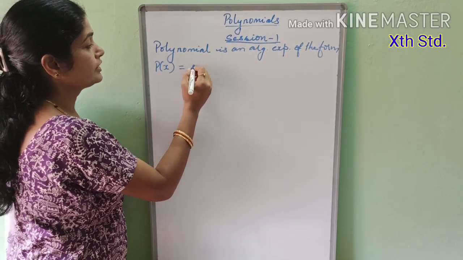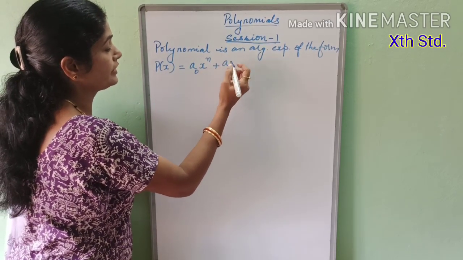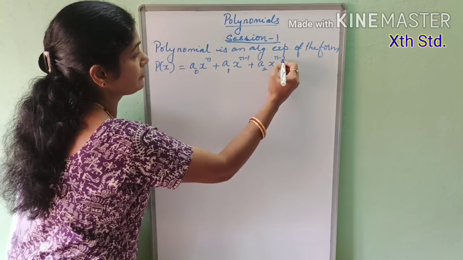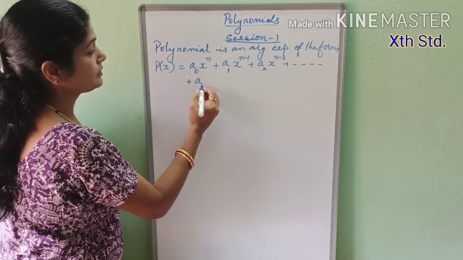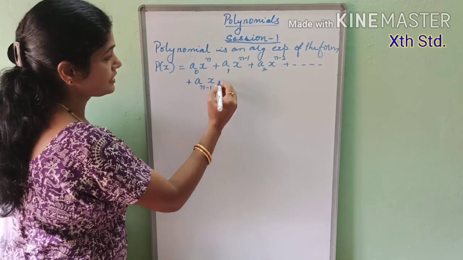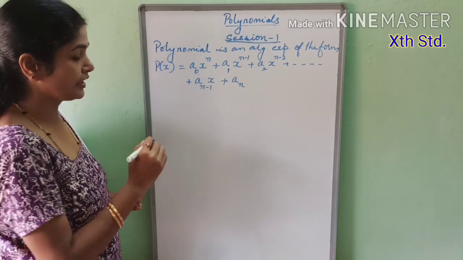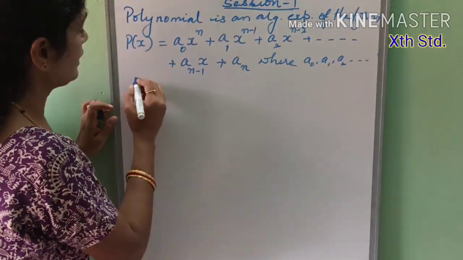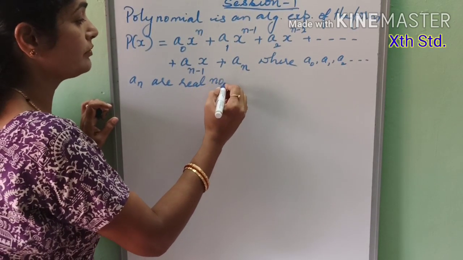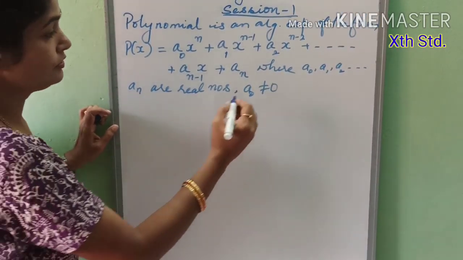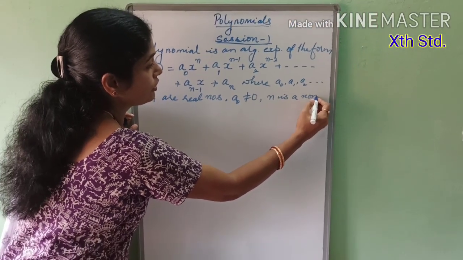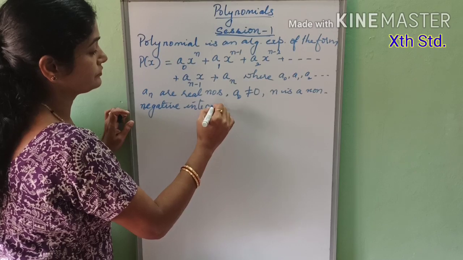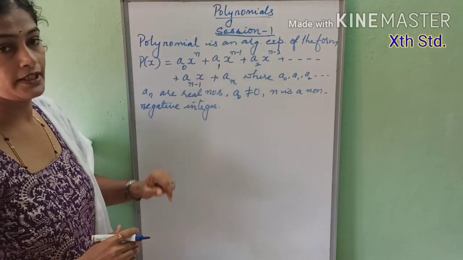p of x equal to a naught x raised to n plus a1 x raised to n minus 1 plus a2 x raised to n minus 2 plus and so on, plus a n minus 1 x plus a n, where a naught, a1, a2 up to an are real numbers, a naught is not equal to 0, and n is a non-negative integer. Then this is a polynomial in variable x.